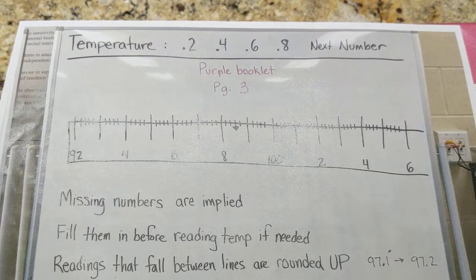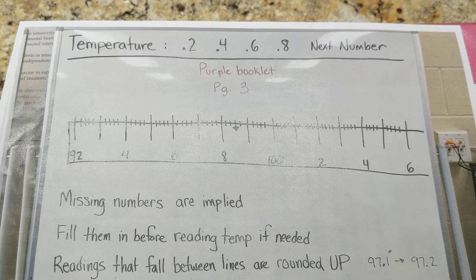Temperatures are going to be on test 1. And with temperatures, we count in decimal points. We count 0.2, 0.4, 0.6, 0.8, and then the next number. So let's look at the thermometer.